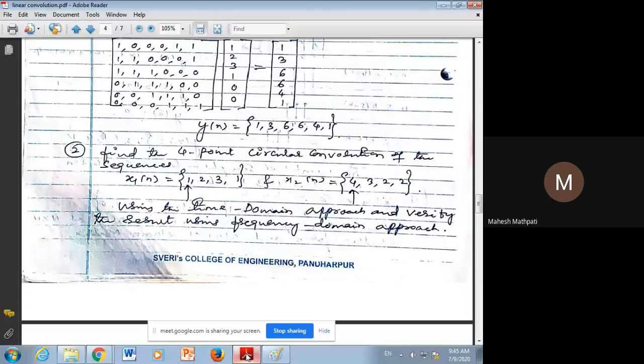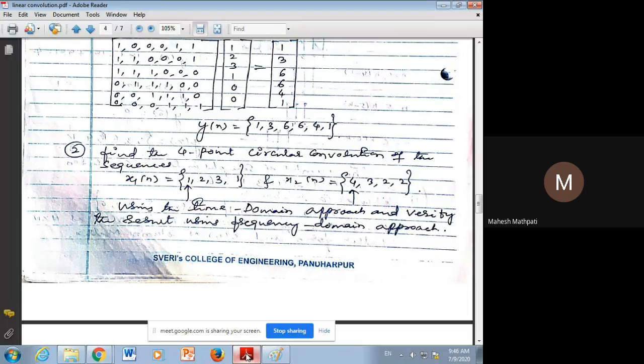So whether it is a time domain operation or frequency domain operation? Time domain. It is a time domain operation. So that means convolution, if we are using the matrix method or the graphical method, is simply a time domain approach. Wherein if you calculate a circular convolution using the DFT and IDFT method.